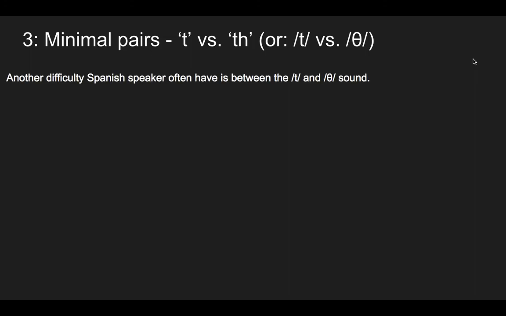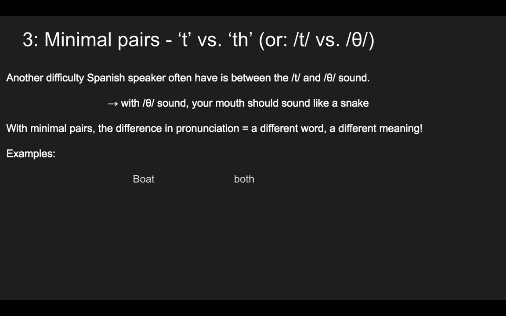Okay, next one we've got T and Th. The TH sound can be difficult. You should be like a snake, like a cobra, with your tongue between your lips. Okay, so let's look at some examples. Boat with T and both. Boat, both.